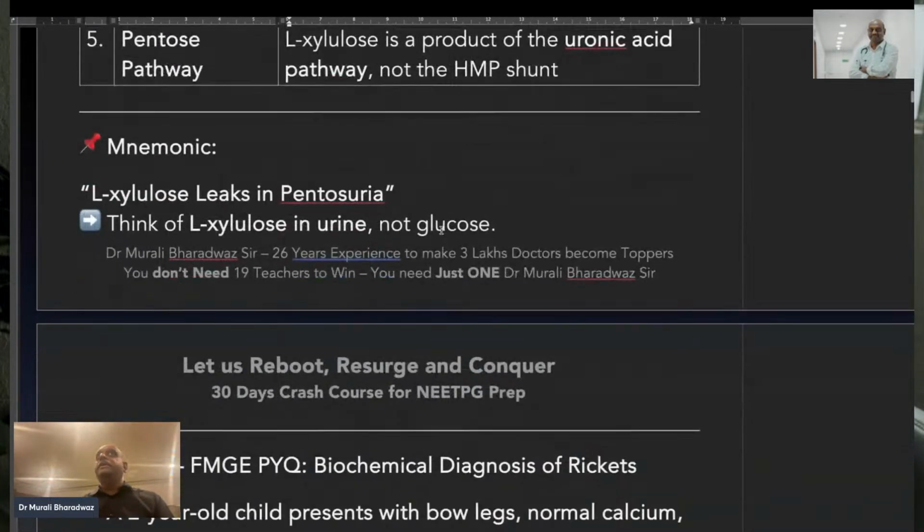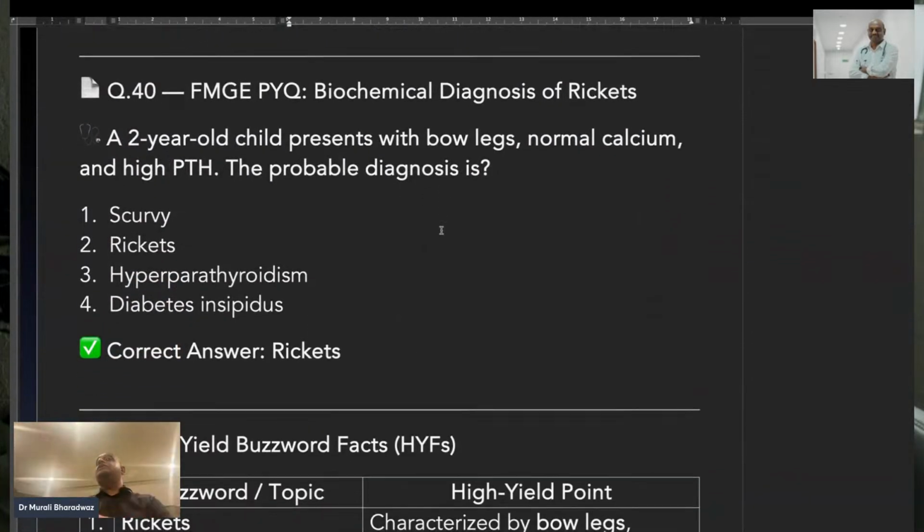Then, doctor, a 2-year-old with bow legs, normal calcium, high PTH. Bow legs, normal calcium, but high PTH is rickets. Once there is rickets, there is a vitamin D deficiency. Vitamin D deficiency leads to hypocalcemia. Hypocalcemia will stimulate the PTH release, secondary hyperparathyroidism occurs, and all that excess PTH will go and resorb the bone and release the calcium, so that low calcium becomes normal calcium. So normal calcium with a high PTH with the bow legs is equal to rickets.